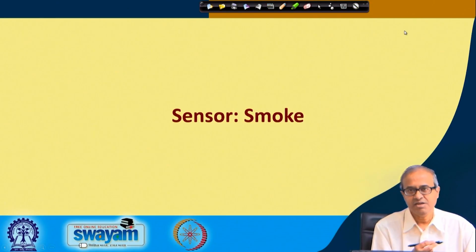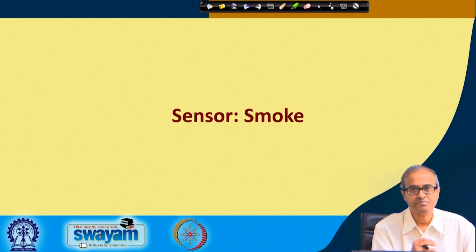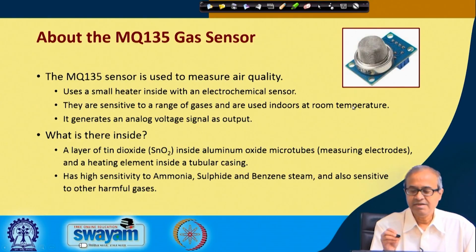Next, let us talk about smoke sensing. There are many applications where you need to just install a sensor. For example, in your home, you want to install a sensor to check whether there is a leakage of LPG gas in the cylinder or not. So, the sensor should be able to respond to that LPG gas fumes. There has to be some kind of a sensor in that way.